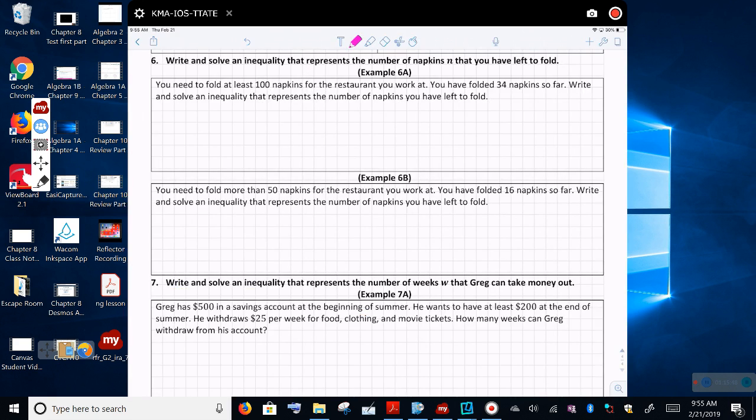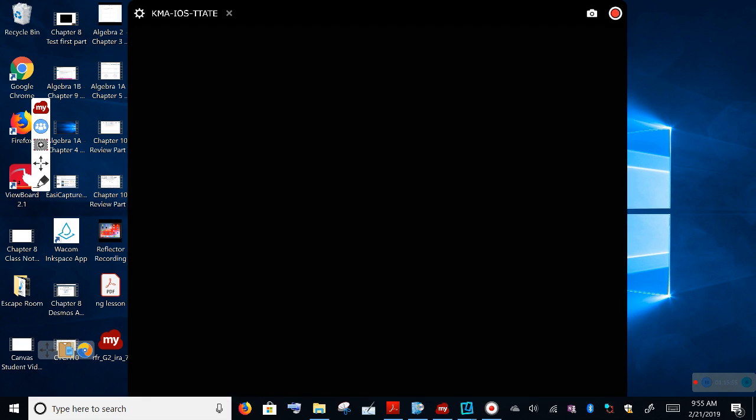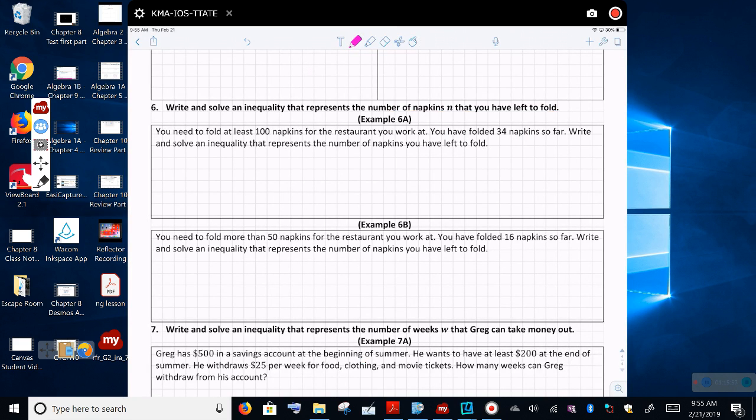Okay. So for number 6, it tells you that you need to fold at least 100 napkins for the restaurant you work at. I used to work at Olive Garden, and I worked at Cheesecake Factory as well. Actually, I worked at BJ's. A lot of times, normally the bussers have to fold napkins.